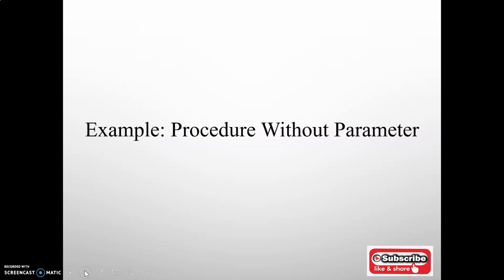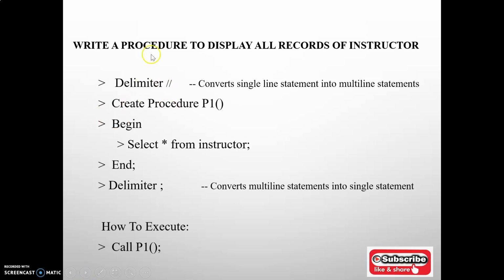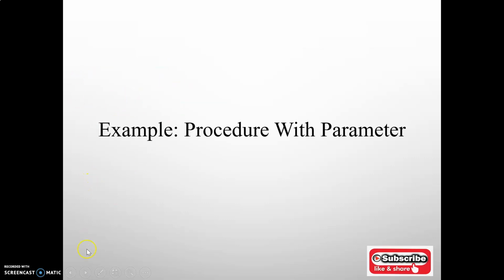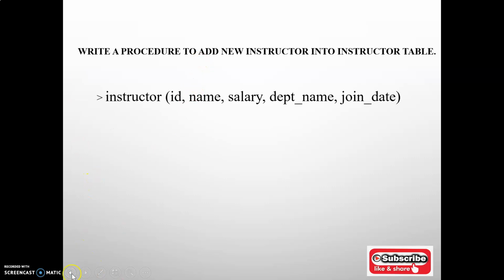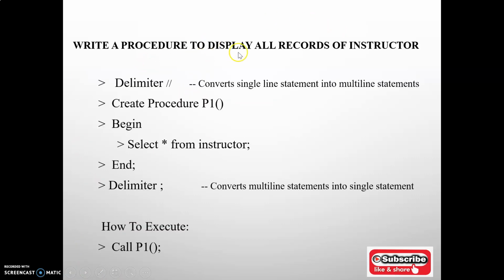Now here I will execute two procedures, one without parameter and one with parameter. So the procedure without parameters is the first example I have taken. Write a procedure to display all records of instructor. So we all know how to execute this statement. Simply we execute the select star from instructor query, right? But how to write that with a procedure is very important.